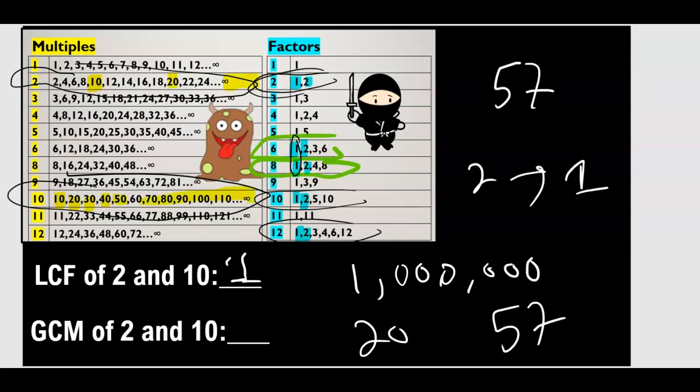As you go, they go on forever. We would never get there. That's why they don't ask you. I mean, you could put down infinity if you want, but that's not helpful. It's always going to be infinity. The greatest common multiple of any two numbers will always be infinity.